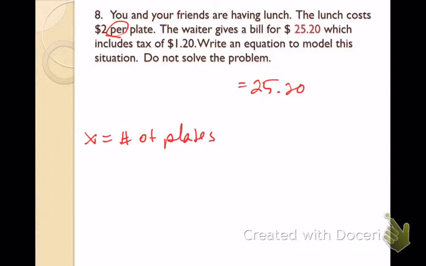So if x is the number of plates, we know that if we take the number of plates times 2, that will give us the cost of the plates. So 2 times x is just 2x. That's not all. That's not the only place the cost came from. It also came from $1.20 in tax. So we have to add $1.20, and that's where we get our total cost of $25.20. There's your equation. We don't have to worry about solving it yet. We'll do that some other time. Okay?